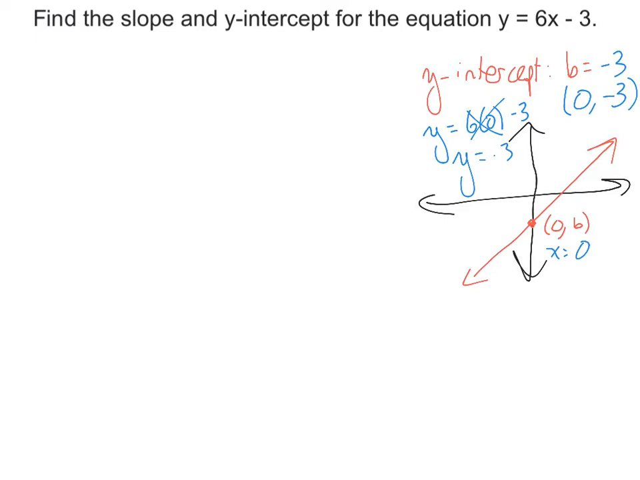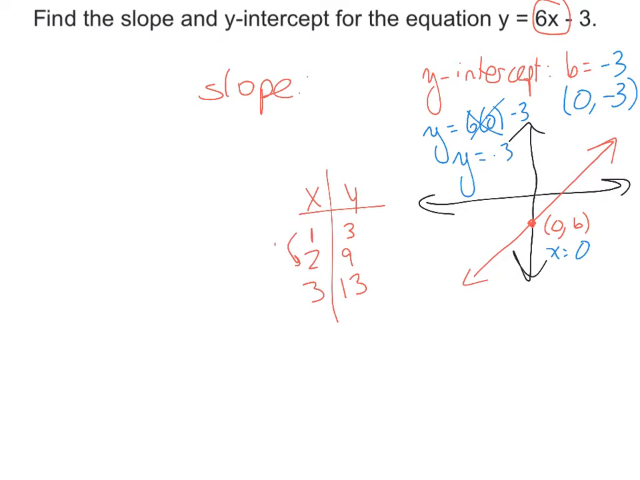We also want to find the slope for this. Now the slope, what you notice with this term, each time you increase the x by 1, my y value ends up going up by 6. So if I were to make an xy chart out of this, if I put 1 in for x, I'm going to get 3. If I put 2 in for x, I get 9. If I put 3 in for x, I get 15. And you can see each time the x goes up by 1, the y value goes up by 6.